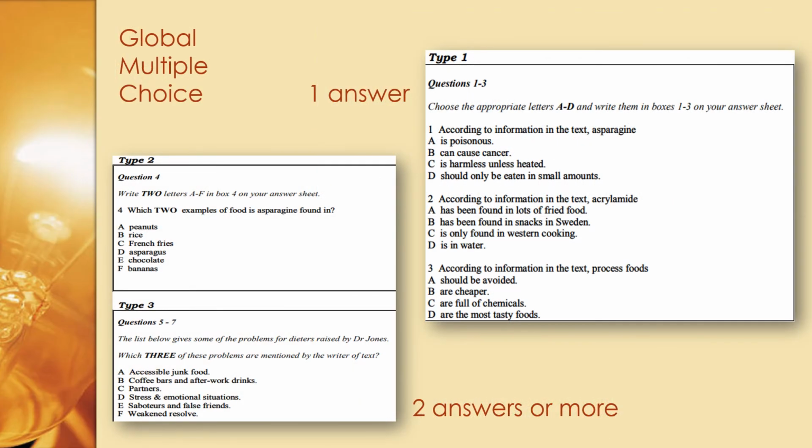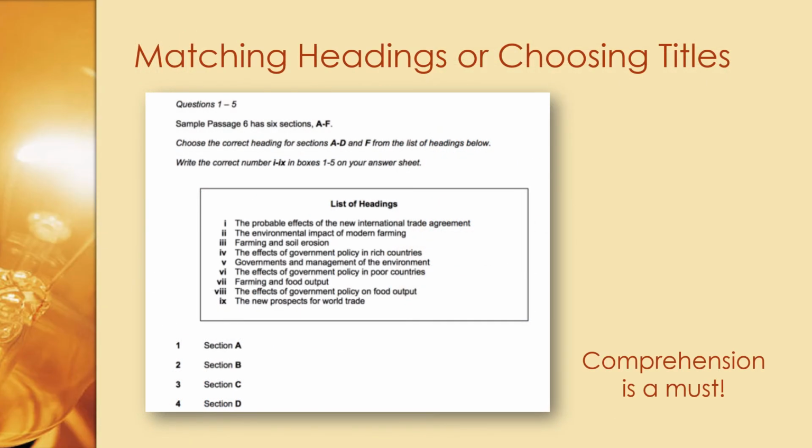Another type of test that you may encounter in the reading section is the global multiple choice. This is just like the usual multiple choice type of test, but type 2 may require you to give 2 answers or more. So make sure to read carefully not only the passage, but also the instructions. Lastly, if the type of test is a matching heading or choosing titles type of test, then you need to really understand in full the passage. Meanwhile, other types will only require you to skim and scan parts.